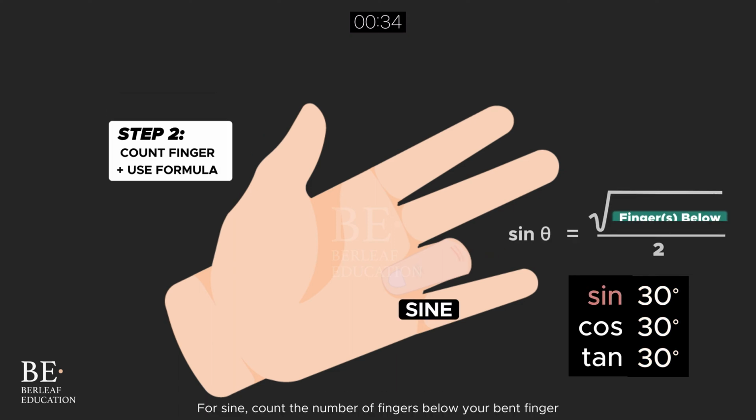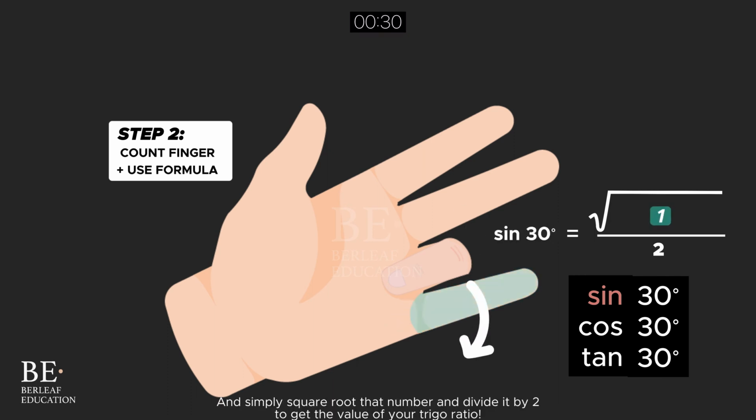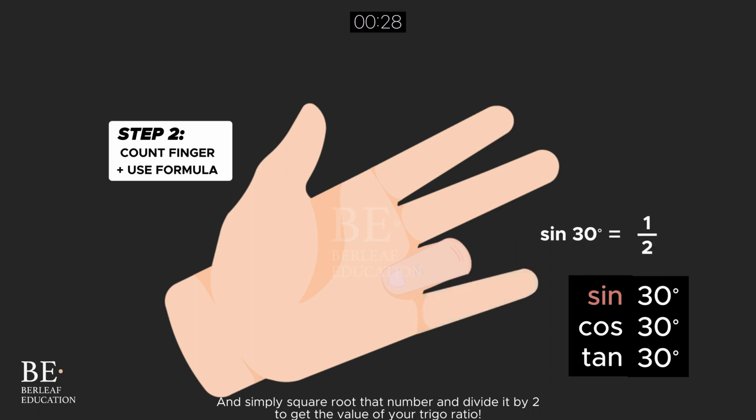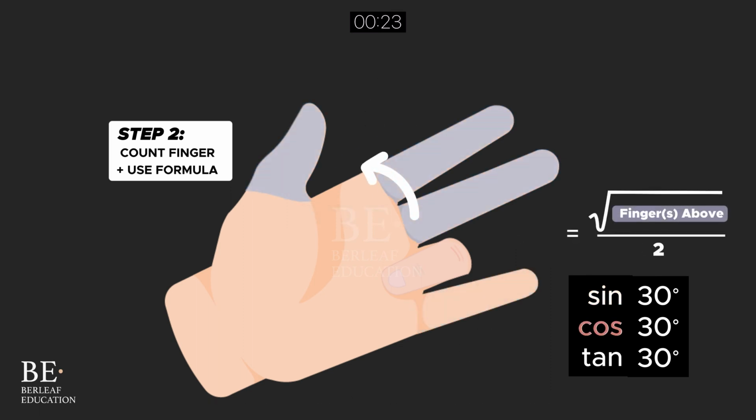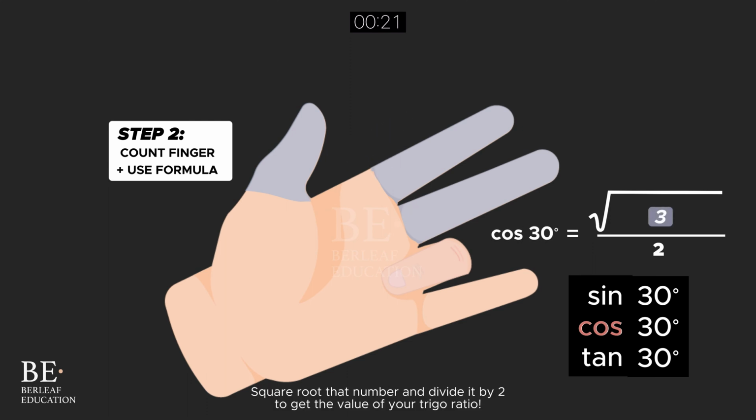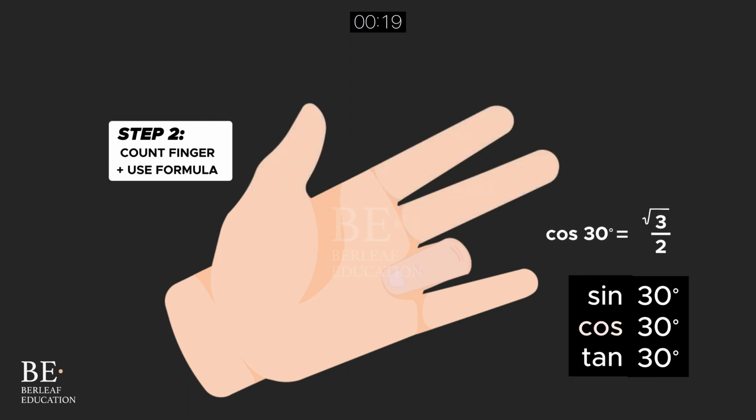For sine, count the number of fingers below your bent finger, and simply square root that number and divide it by 2 to get the value of your trigo ratio. While, for cosine, count the fingers above your bent finger. Square root that number and divide it by 2 to get the value of your trigo ratio.